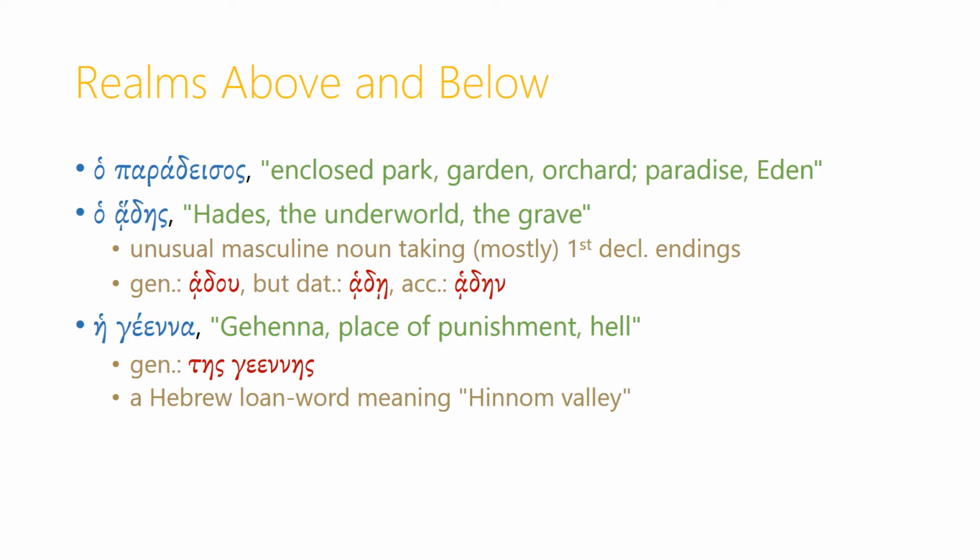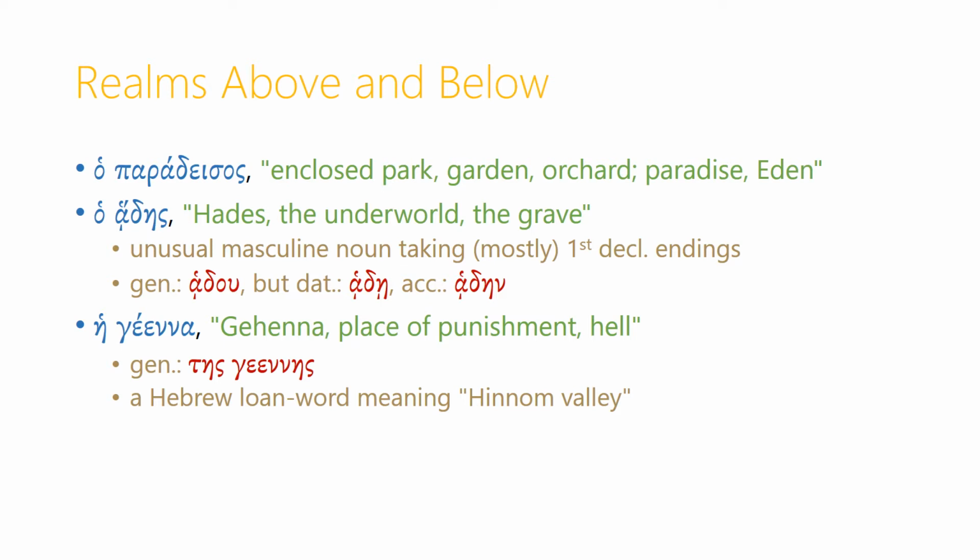If we want to talk about the realms above and below the earth, in addition to the word ouranos, we might want to talk about ho paradeisos. Now, this is a general word for an enclosed park, garden, or orchard, but in Jewish tradition, can also refer to the Garden of Eden, and by extension to a place of blessing where the souls of the righteous might be kept prior to the final judgment.